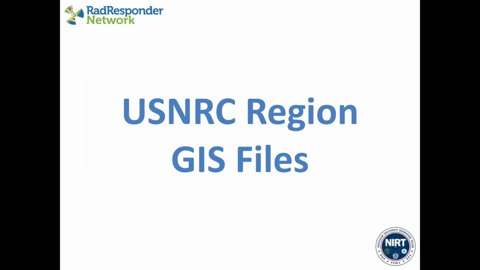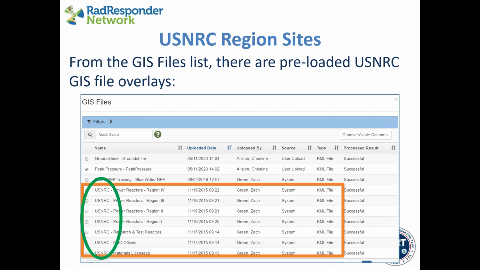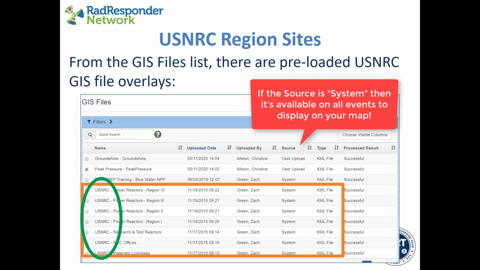Along with the event map, aside from those nuclear power plant layers that you just saw from the event map, you can also add USNRC region GIS files on any event. This does not have to be a nuclear power plant specific event. If you open up and expand the GIS files layer from your event map, you'll see that there's this Choose Files option. So if you click into that, you'll be presented with a list of any GIS files you uploaded for this event, as well as events that were pre-uploaded. So under that source column, if you see system, that means this is available for all of the RadResponder events that you have.